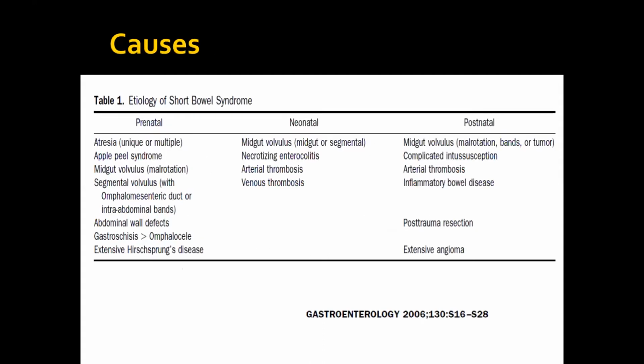As an underlying cause, there are prenatal causes such as atresia, as we mentioned, Apple-Peel syndrome, as Dr. Tkhais mentioned earlier, mid-gut volvulus due to malrotation, segmental volvulus due to omphalocele or tight gastroschisis, abdominal wall defects, and extensive Hirschsprung disease. Among neonatal causes, mid-gut volvulus and necrotizing enterocolitis are probably the most common. Postnatally, there are mid-gut volvulus, complicated conditions such as intussusception, internal hernias, arterial thrombosis, or massive venous thrombosis. Trauma and mesenteric injury, and extensive angiomas are other rare causes.